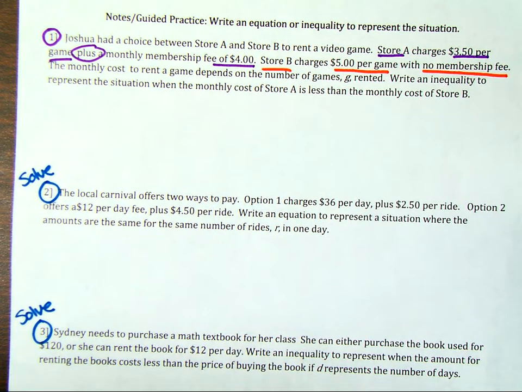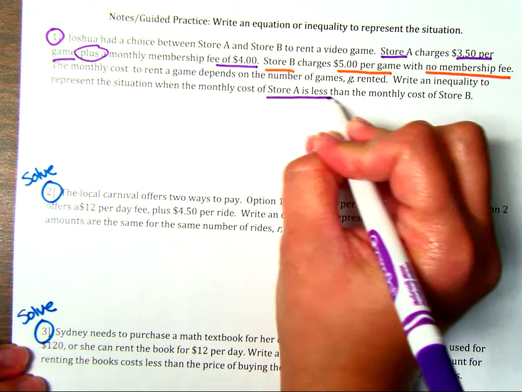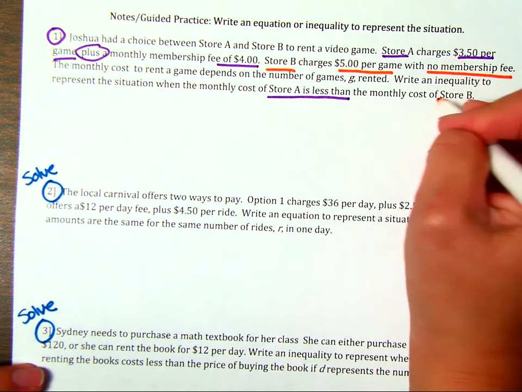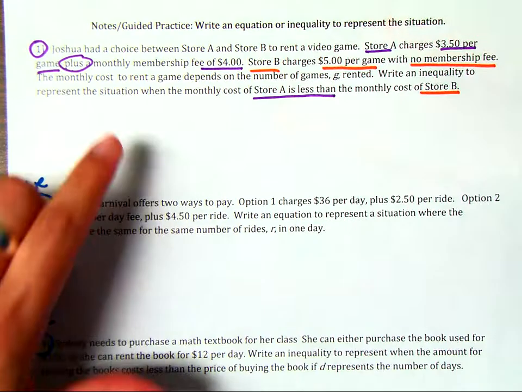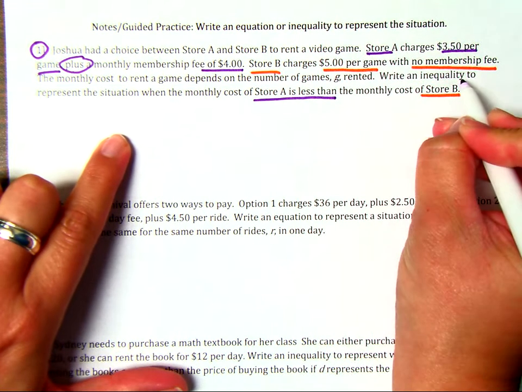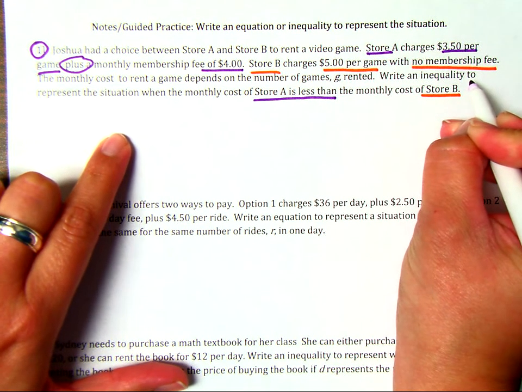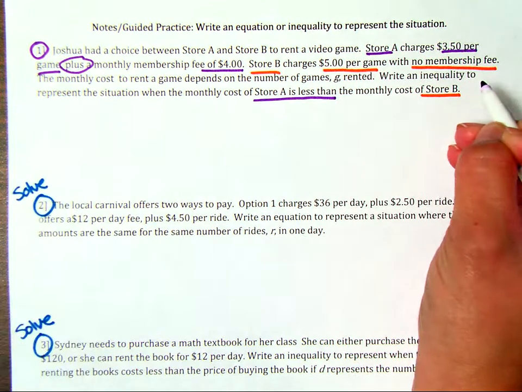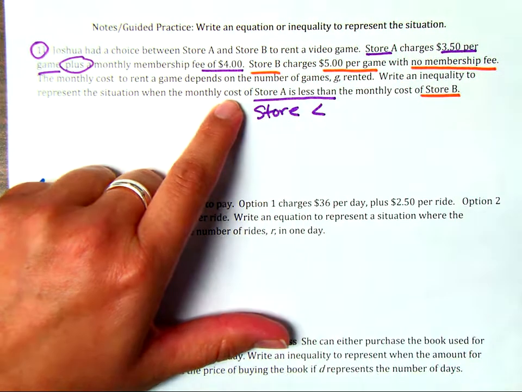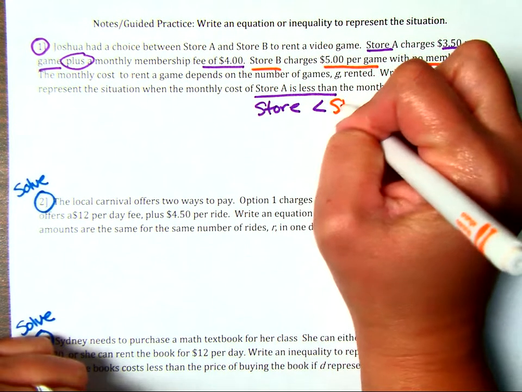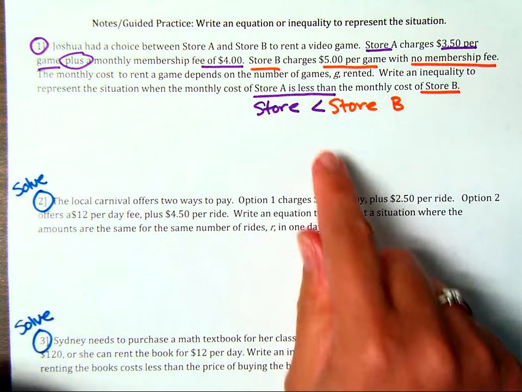Write an inequality to represent the situation where the monthly cost of Store A is less than the monthly cost of Store B. So when you first read that, there's a lot going on. But if you go to that very last sentence, it's telling you right there we want to write an inequality. So that's less than, greater than, less than or equal to, or greater than or equal to. So you need to look for your key phrases. But they want Store A to be less than Store B. So what I like to do is write it out in my phrases first. So Store A to be less than Store B.